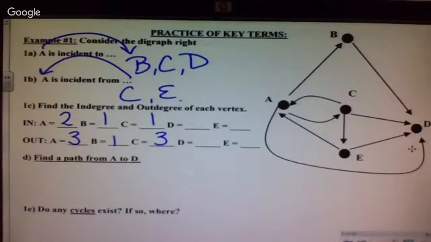This A to C is what really messed me up, because it's not that straight line. D, how many go in? 4. How many come out? 0. That's a problem. 4, and nothing comes out. E, how many come in? 1. How many go out? 2.